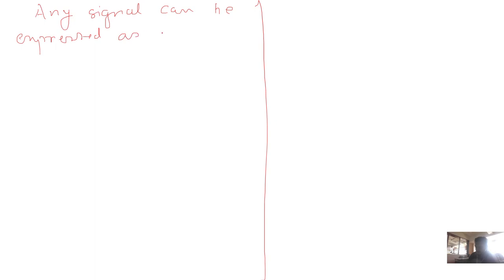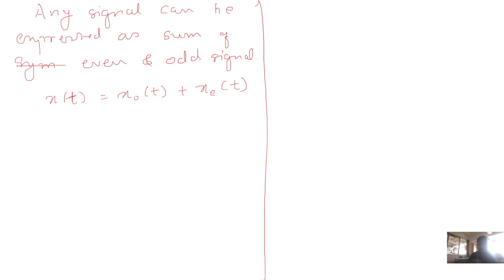We are going to find out how to actually find the symmetric and antisymmetric signal. Understand this, any signal can be expressed as a sum of symmetric, or I will write even, and odd signal. For example, suppose x of t is our signal, and this can be expressed as a sum of two components, that is odd component and even component, like this. Now here this is the odd component and this is the even component.